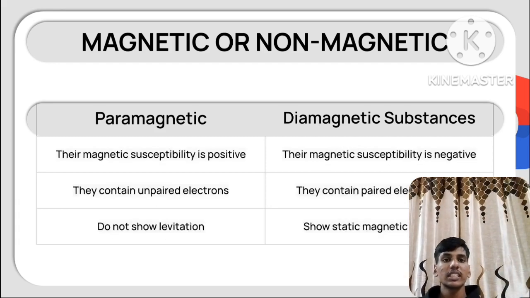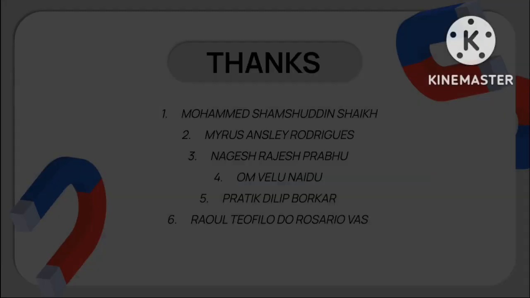In paramagnetic substances, their magnetic susceptibility is positive, and in diamagnetic substances, their magnetic susceptibility is negative. Paramagnetic substances contain unpaired electrons, whereas diamagnetic substances contain paired electrons. Paramagnetic substances do not show any levitation, whereas diamagnetic substances show static magnetic levitation.